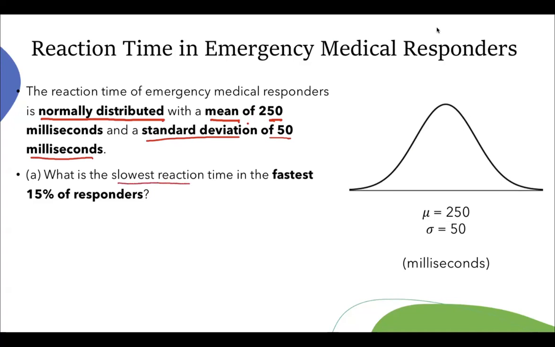Slowest reaction time in the fastest 15% of responders. So again, this may seem tricky, but really don't get tricked by it. It's very basic. First, shade in what piece of area we're working with. The fastest 15%.